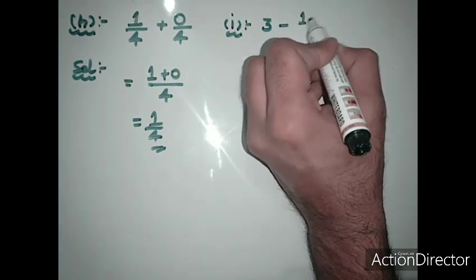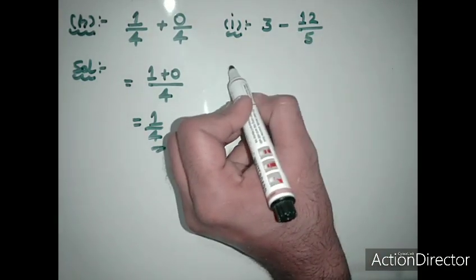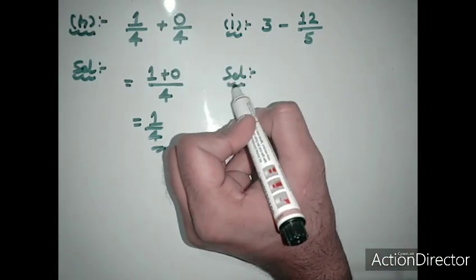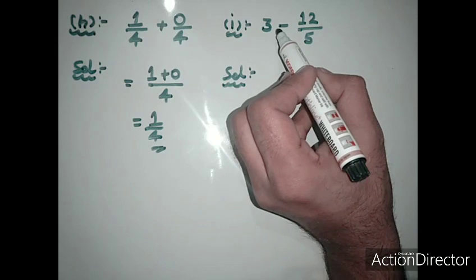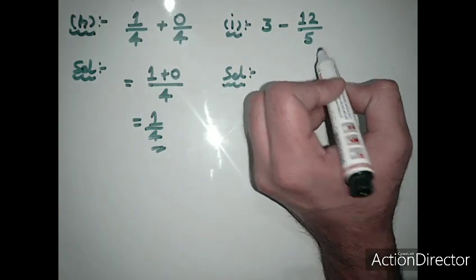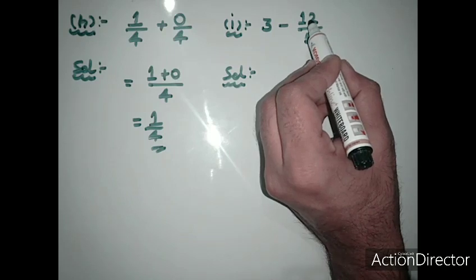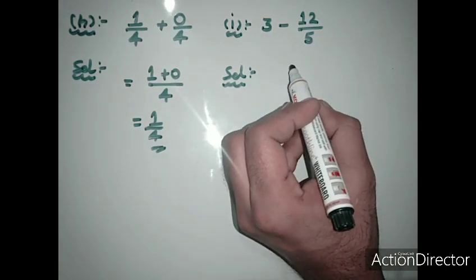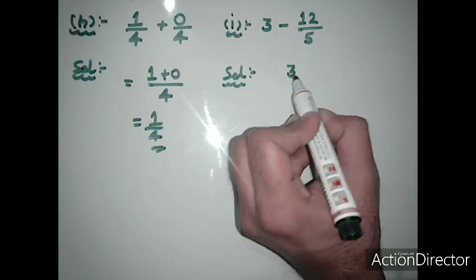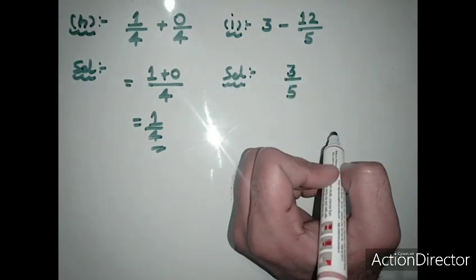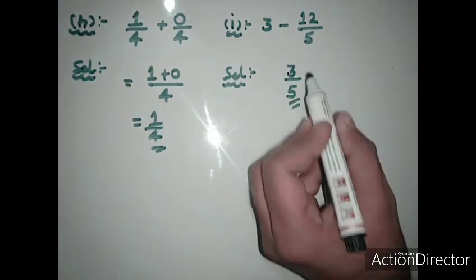3 minus 12 upon 5. Now here we use the short method of addition and subtraction in a whole number and fraction number. 5 3s are 15. 15 minus 12 is 3. 3 upon 5. Okay, we get the answer 3 upon 5.